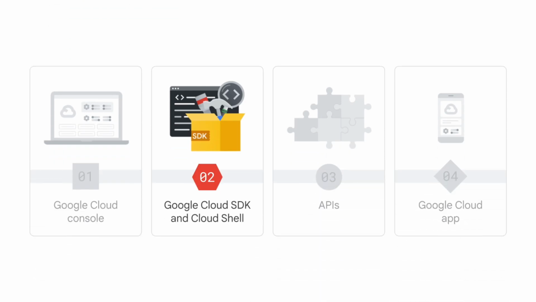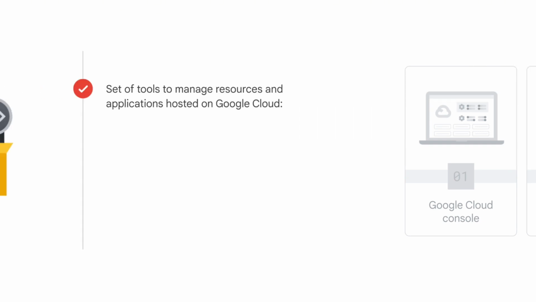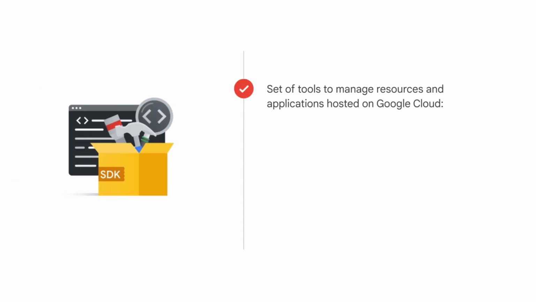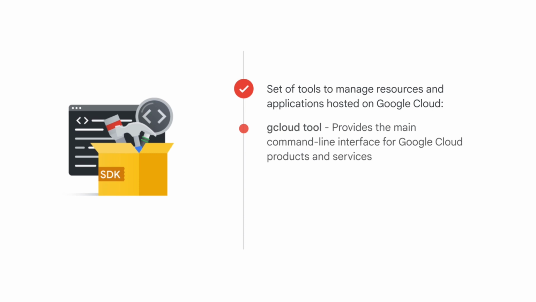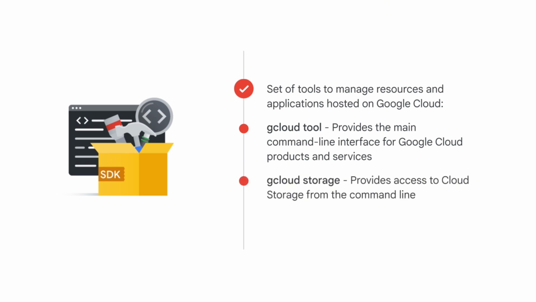The second products are the Google Cloud SDK and Cloud Shell. Unlike the Google Cloud Console, you can download and install the Google Cloud SDK locally onto a computer. The Google Cloud SDK is a set of tools that you can use to manage resources and applications hosted on Google Cloud. These include the gcloud tool, which provides the main command line interface for Google Cloud products and services, gcloud storage, which lets you access cloud storage from the command line, and bq, a command line tool for BigQuery. When installed, all of the tools within the Google Cloud SDK are located under the bin directory.